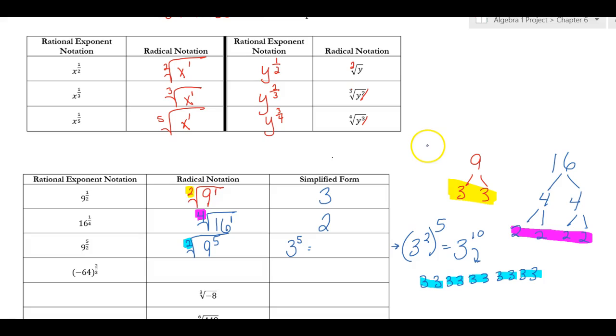And that's 3 times 3, which is 9, times 3 again, which is 27, times 3 again, which is 81, times 3 one more time is 243. Okay, so 64, I'm going to have to do this one over here. Because it's in parentheses, that means negative 64 is in parentheses here.